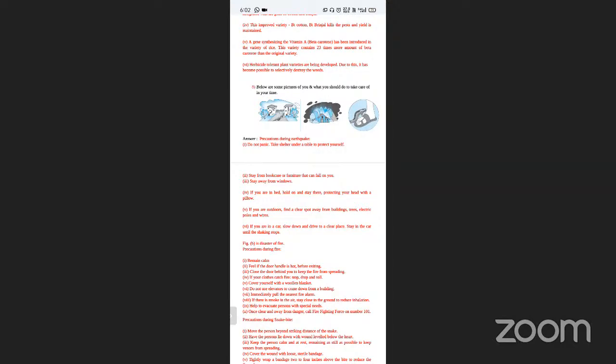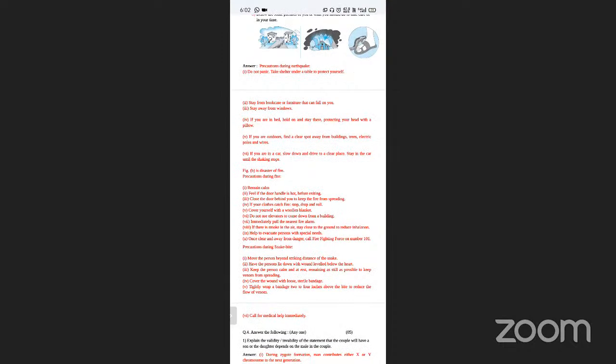Fifth point, cover yourself with a woolen blanket. Sixth point, do not use elevators to come down from a building. Seventh point, immediately pull the nearest fire alarm. Eighth point, if there is smoke in the air, stay close to the ground to reduce inhalation. Ninth point, help to evacuate persons with special needs. And tenth point, once clear and away from danger, then call the firefighting force on the number 101, okay?